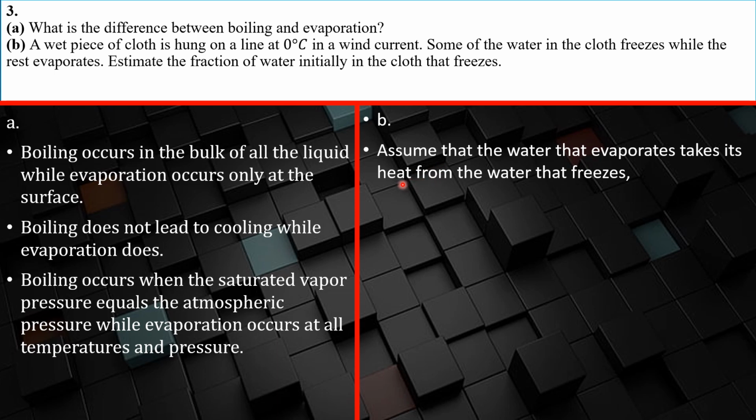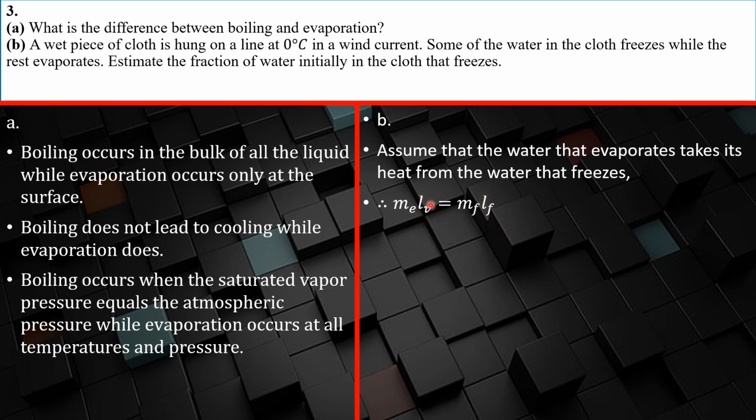Now what we are going to assume here is that the water that evaporates takes its heat from the water that freezes. Because for you to evaporate, you need to absorb latent heat of vaporization. Then for you to freeze, you need to lose heat, and that's the latent heat of fusion. So the part that is evaporating is getting all of its heat from the part that is freezing, so that this part can give off latent heat of fusion.